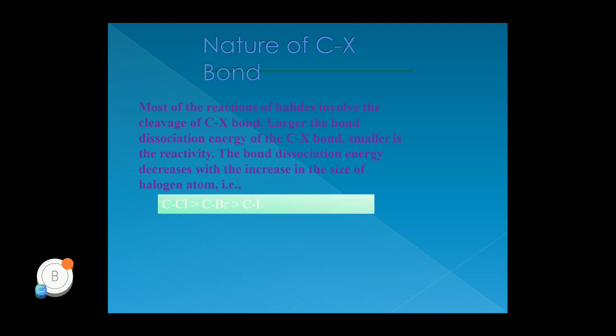In most of the reactions, haloalkanes involve the cleavage of the carbon-halogen bond. The larger the bond dissociation energy of the carbon-halogen bond, the smaller is the reactivity. The bond dissociation energy decreases with the increase in the size of the halogen atom. It's like C-Cl the maximum, then C-Br and C-I.